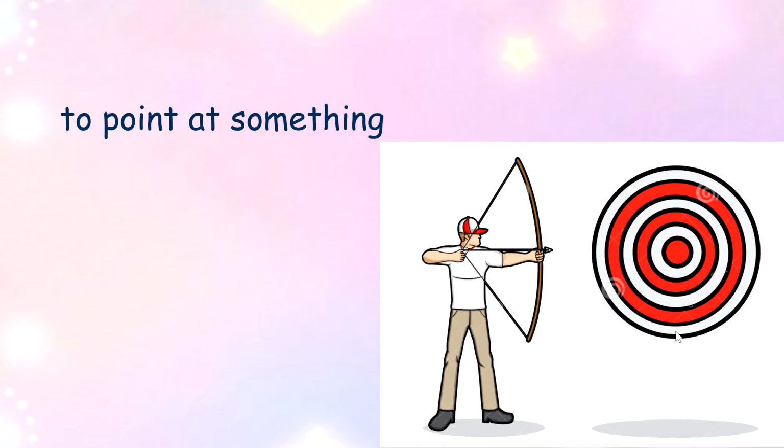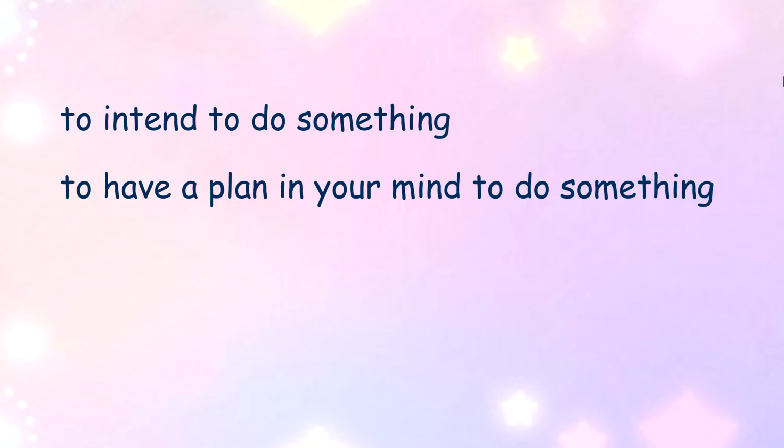Now let's go through the word meanings. Aim as a verb means to point at something, to point a weapon at a target, to hit it. So let's repeat. To aim is to point at something. Aim also has another meaning. It means to intend to do something, to have a plan in your mind to do something.